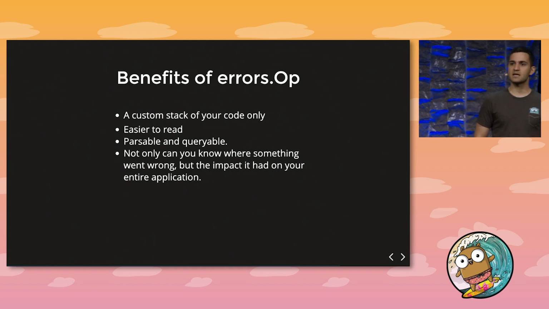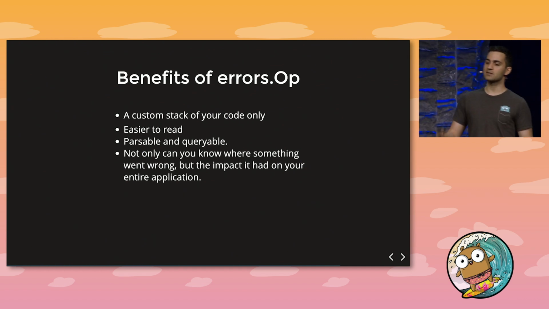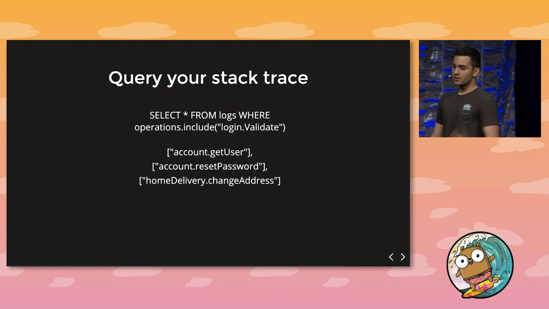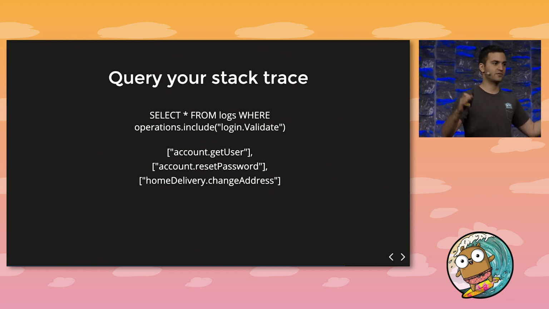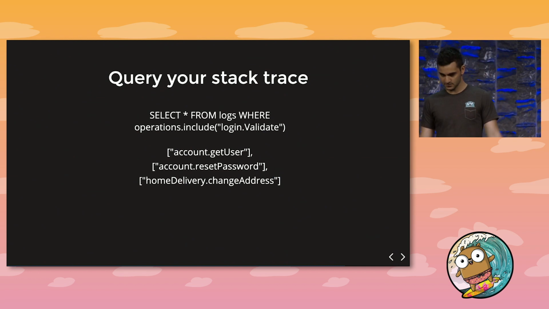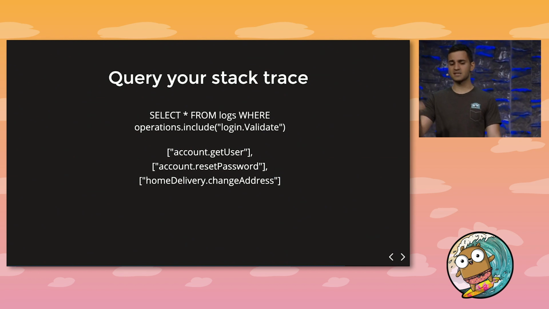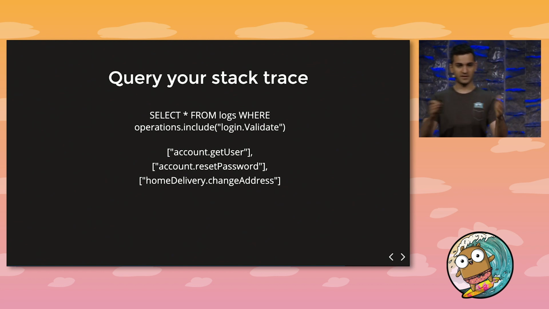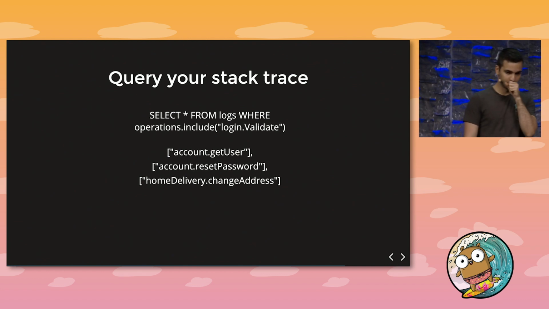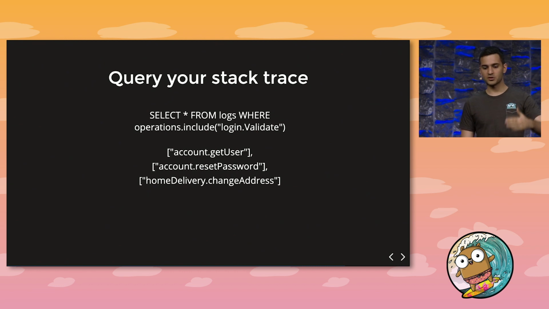So to give you an example of what you can do with this kind of slice, you could query your stack. This is pseudocode in a way. You can imagine if you have some sort of a database of all your logs, you can do something like select star from all of my logs, where the operations include this field, which is login.validate. What you return is a list of logs.